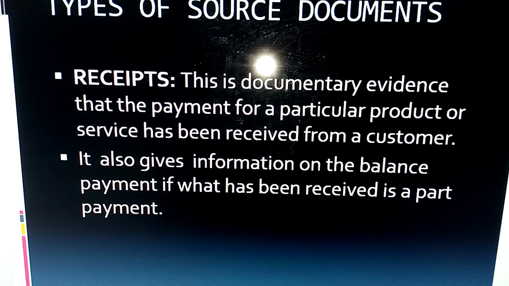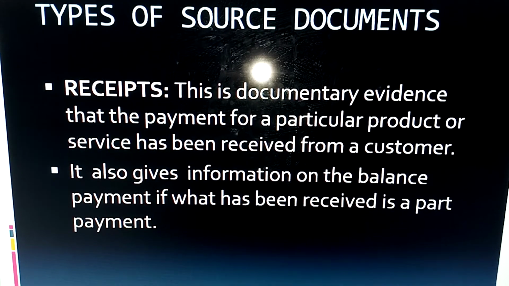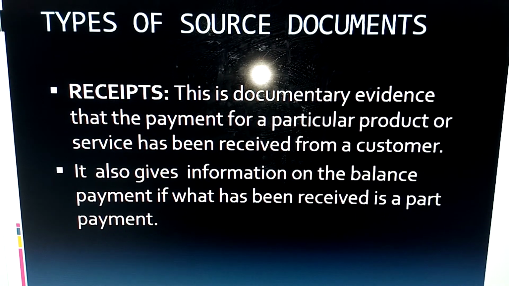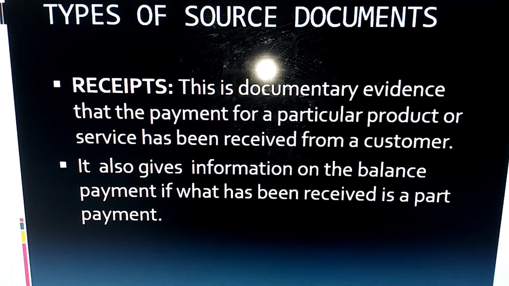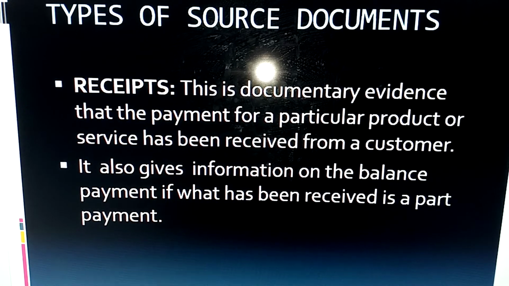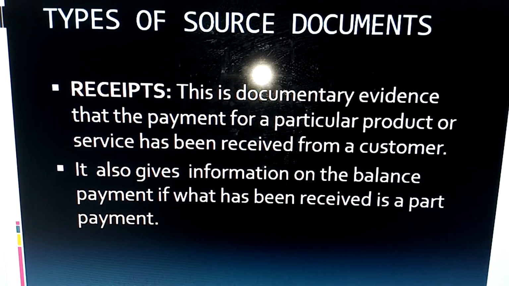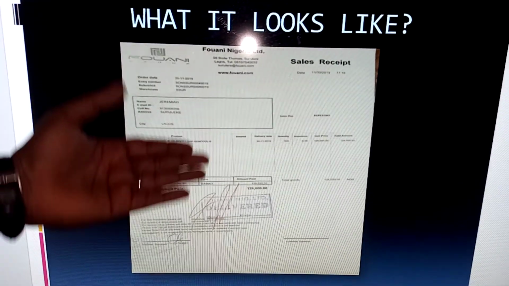So evidence that payment for a service or a product has been made is what we call the receipt. If there's a part payment, it will show you. The balance will also show you. So what gives you evidence that you have paid for a service is what we call the receipt. Now here is what a receipt looks like. Get used to it. You can see sales receipt there.